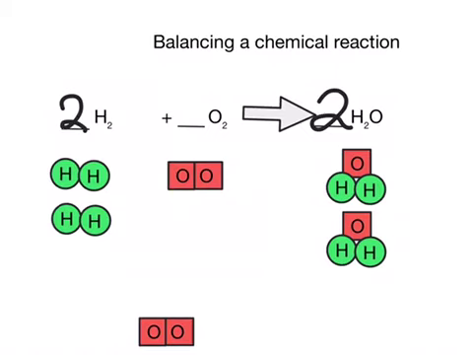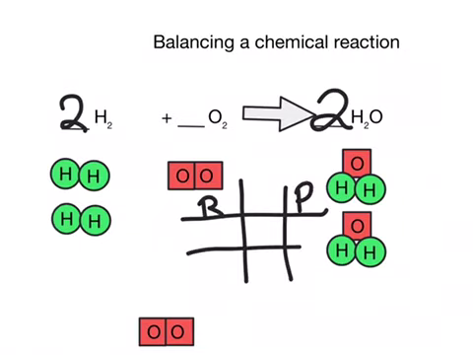Now some of you are going to like to look at this in number form a little bit better. So right under my arrow, I'm going to draw this little chart. I'm going to put R for reactants, P for products. And right under my arrow, I'm going to write whatever elements I have. So I have hydrogen and I have oxygen.